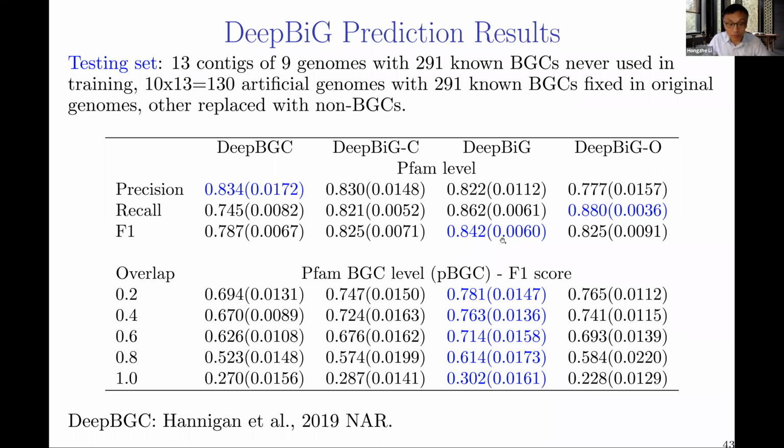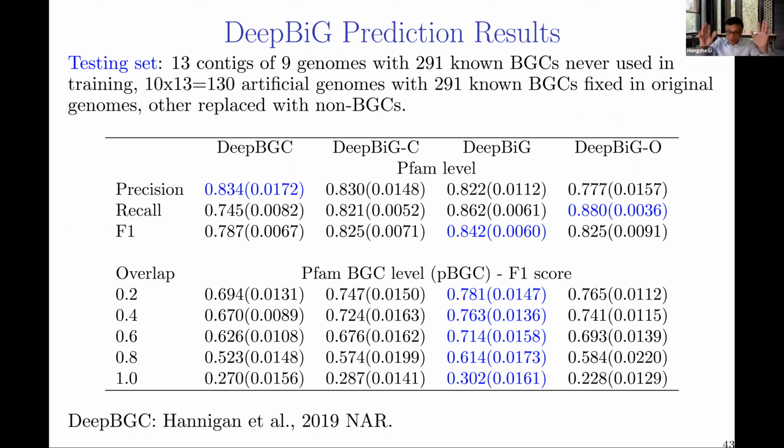Let me explain a little more about what the testing data set is. There are 9 bacterial genomes, 13 contexts in total, and from the database there are 290 known BGCs. Those BGCs we never use in the training. They are known, but we know the genomes may have other true BGCs in there. So we have to create artificial genomes and make sure they don't have other BGCs. Otherwise, how are you going to evaluate your prediction performance? So we create 130 artificial genomes with known BGCs, and the other parts of the genome are replaced by non-BGCs.